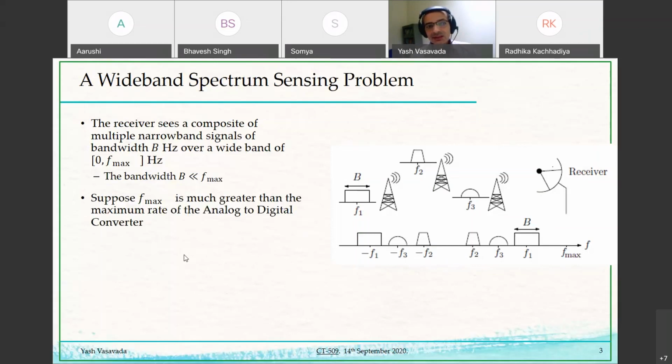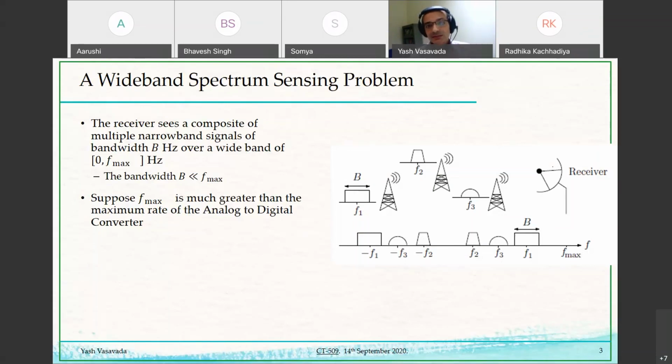Now, because this Fmax in general can be much larger than B, what is happening in today's world is that the analog to digital converter that this receiver would have is simply not sufficient, because this analog to digital converter can operate only at a certain maximum sampling rate, f of s. If you try to make f of s larger, as you have seen in lab 1, the sampling duration becomes smaller. And when the sampling duration starts becoming smaller and smaller, the electronic circuit cannot keep up with such a very fine interval between two consecutive samples.